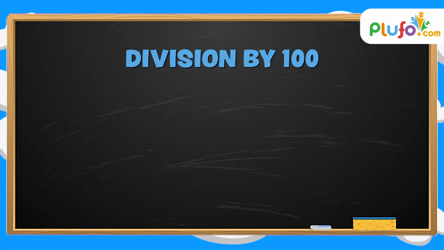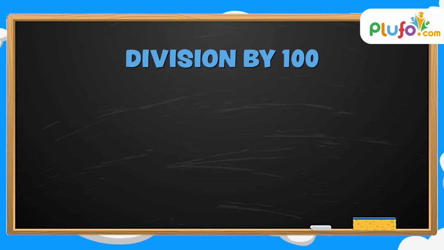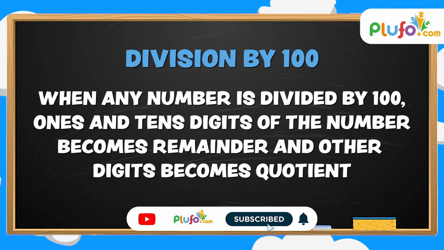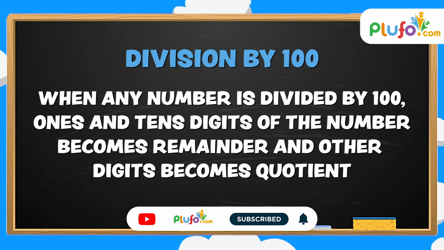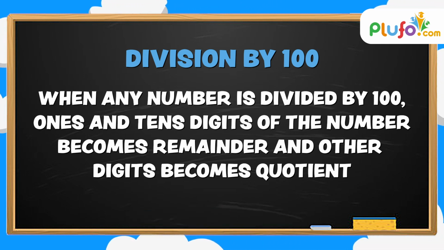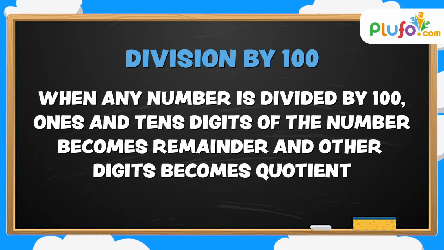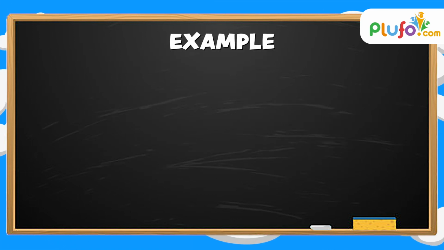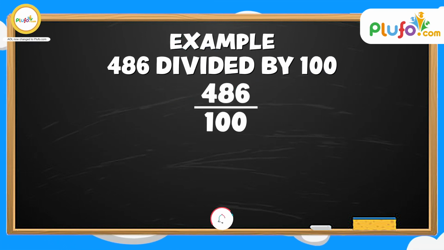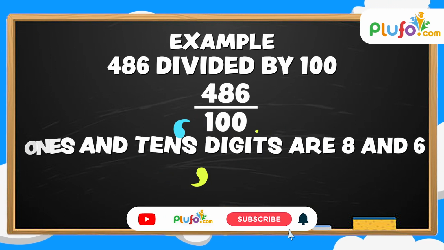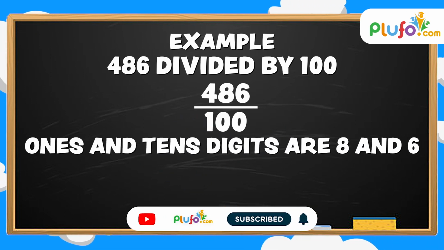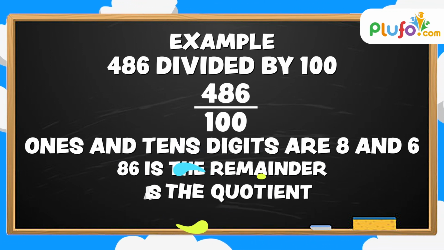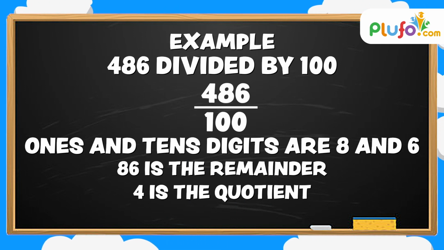Next comes division by 100. When any number is divided by 100, ones and tens digits of the number become remainder, other digits become quotient. Here comes the example. 486 divided by 100. Ones and tens digits are 8 and 6. So 8 and 6 are remainder and 4 is the quotient for this given number.